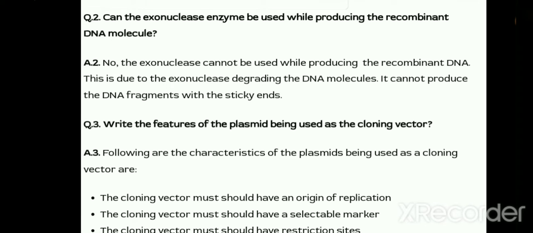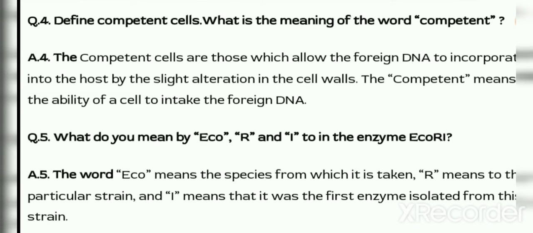Third question: write the features of the plasmid being used as the cloning vector. So what are the features of the plasmid used as the cloning vector? The cloning vector should have an origin of replication. The cloning vector should have a selectable marker. The cloning vector should have restriction sites. So these are the characteristics.